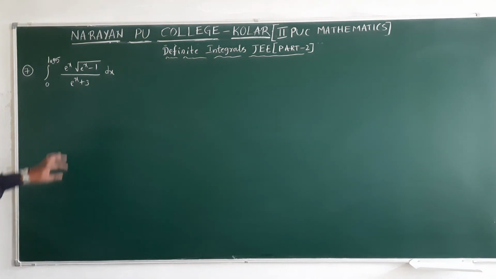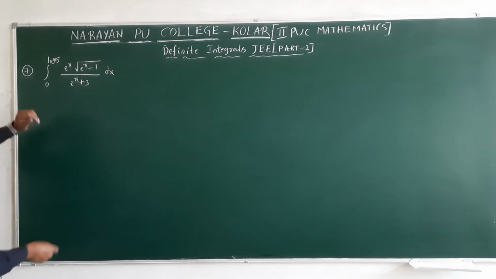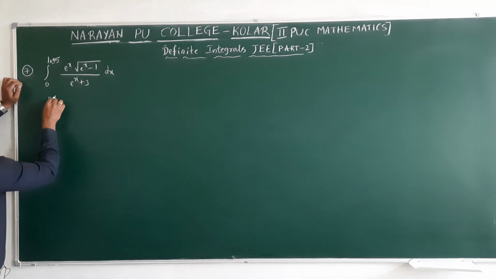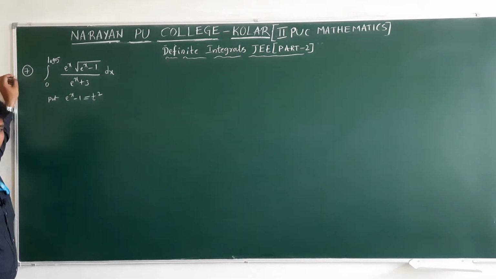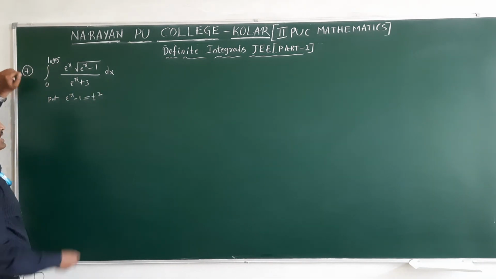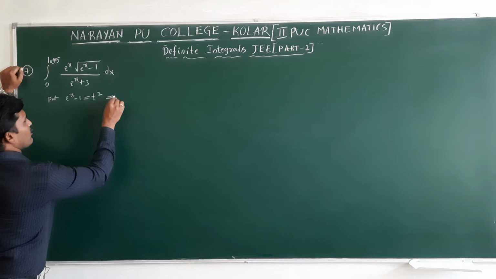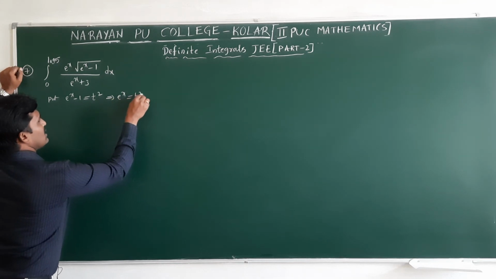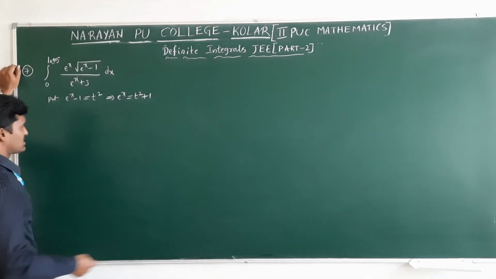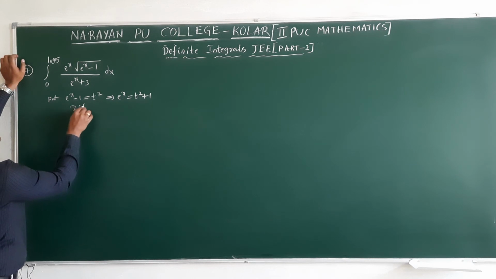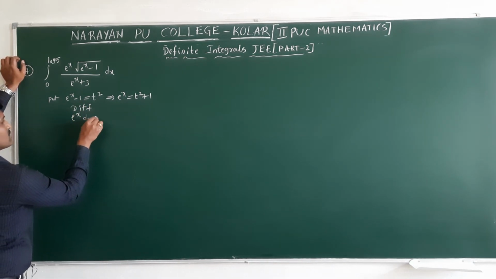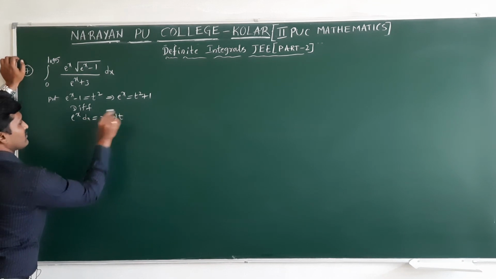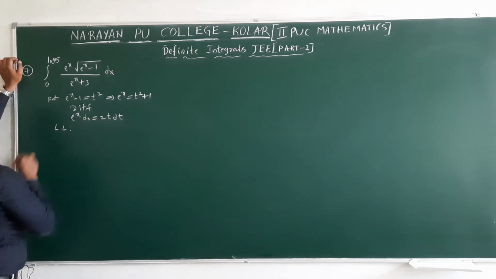We need to simplify the square root. For that I am taking e^x minus 1 as t square. If we take t square, the square root will be cancelled. From this I will find e^x also. e^x is t square plus 1. Later I will use that value. If you differentiate this, e^x derivative is e^x, the derivative of 1 is 0, so e^x dx equals 2t dt.